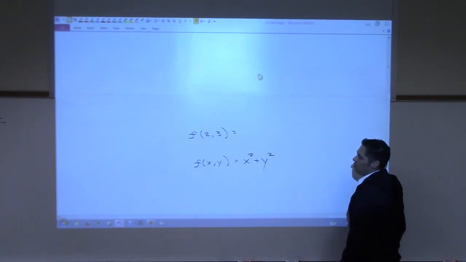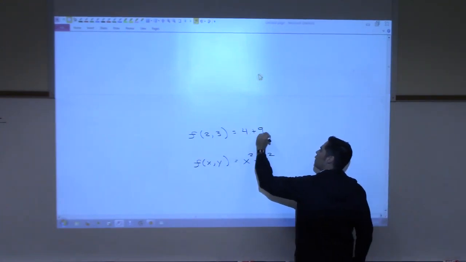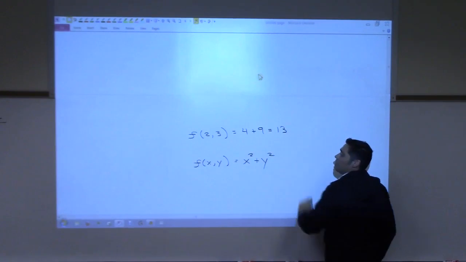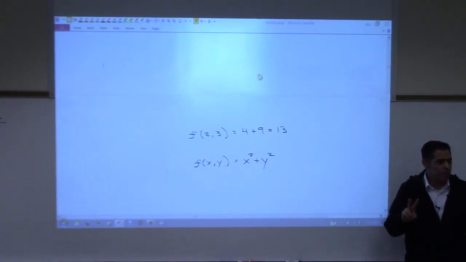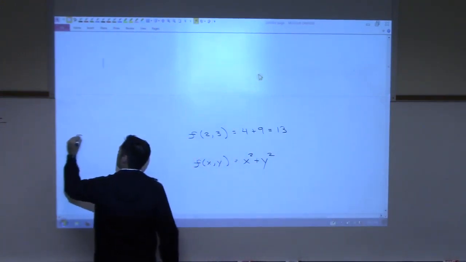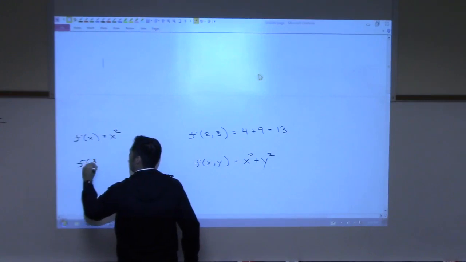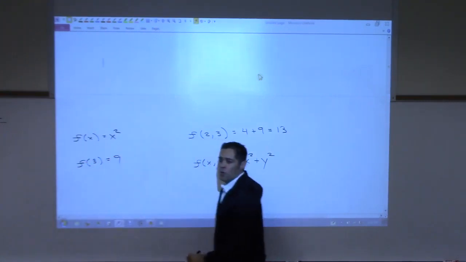Replace x with 2 and y with 3. So you get 4 plus 9, which would be 13, right? So you had two inputs, one output. Compare that to something like this. Here, an example, you have one input, one output, right?